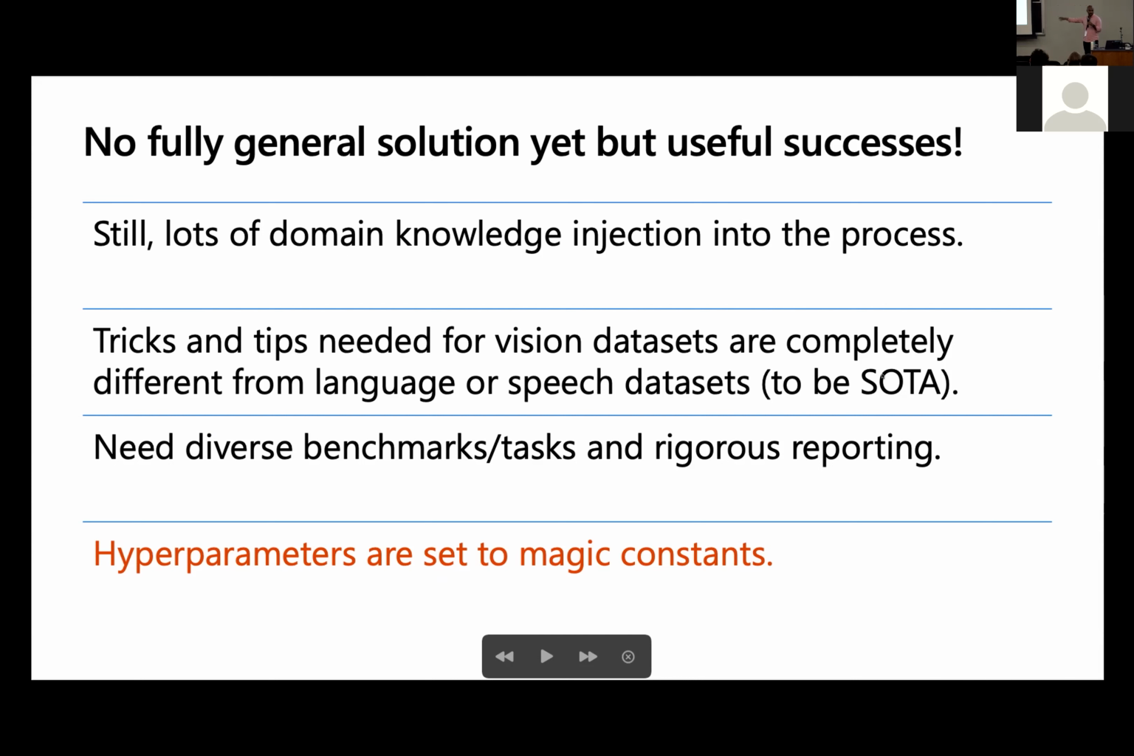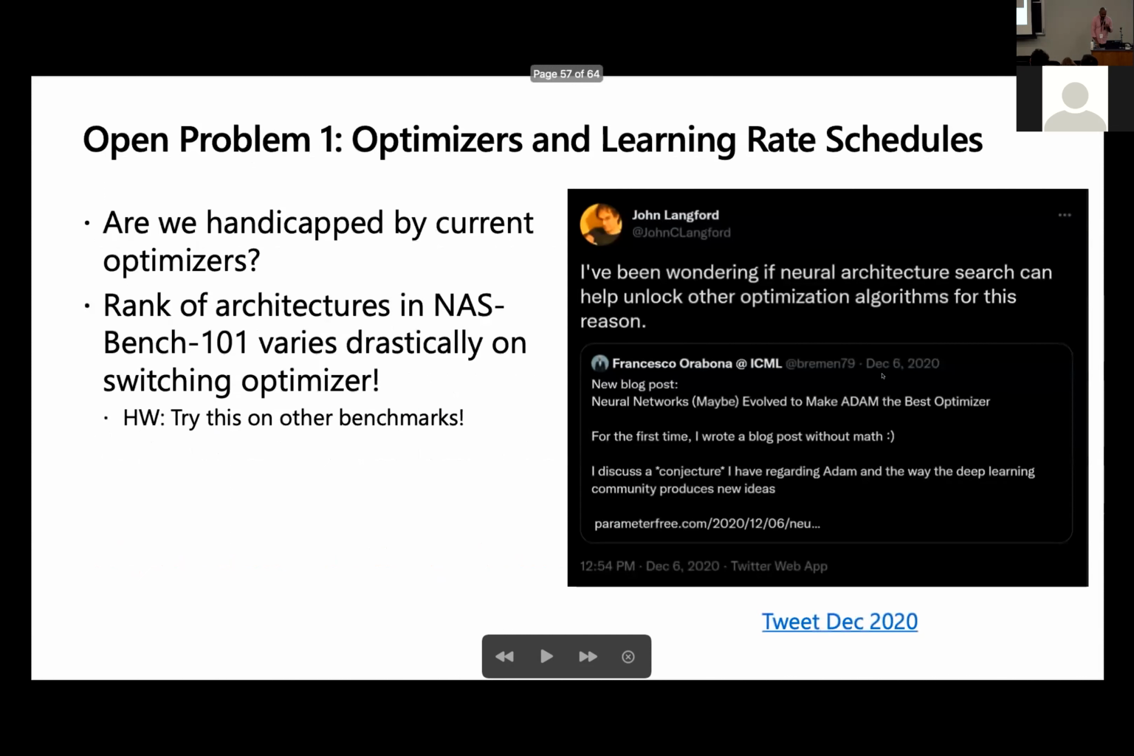In most NAS papers, hyperparameters are magic constants. Which is why, and somebody asked this question in the first session, when you are doing search, what if every architecture requires a unique set of hyperparameters, a unique learning rate schedule, a different optimizer than what I used, which is usually held constant during search? So what are we going to do there?